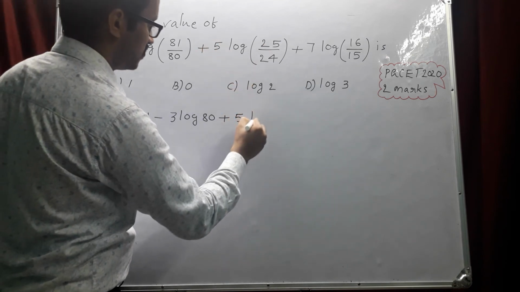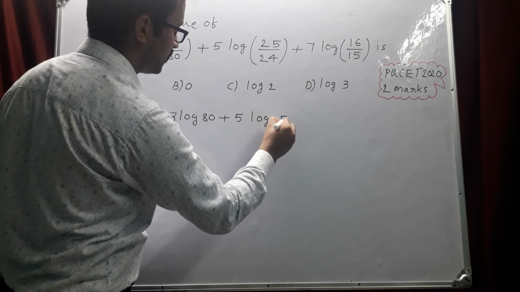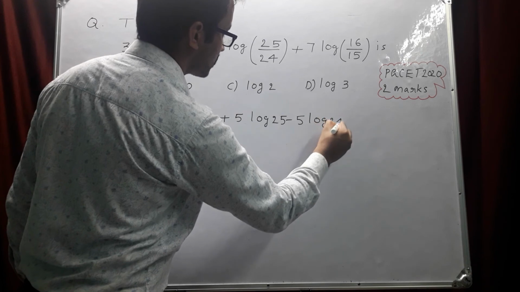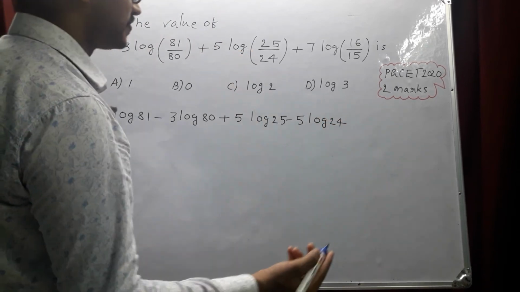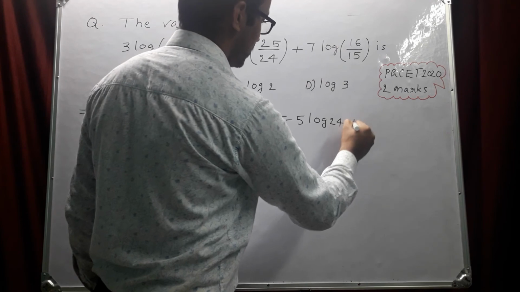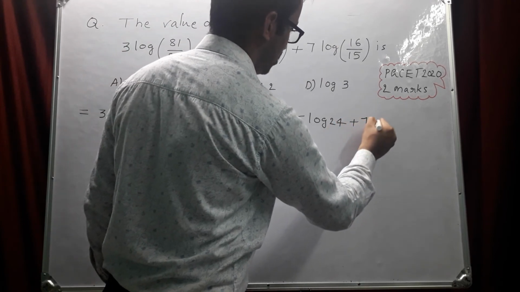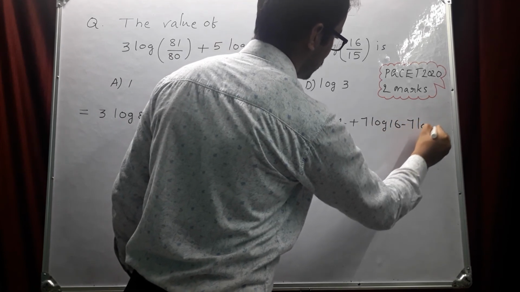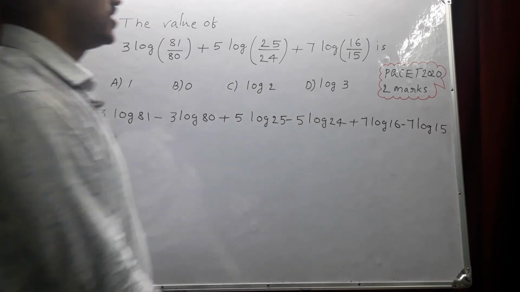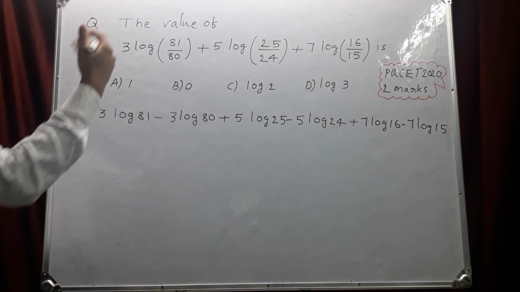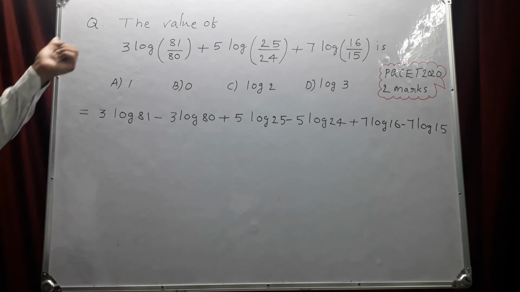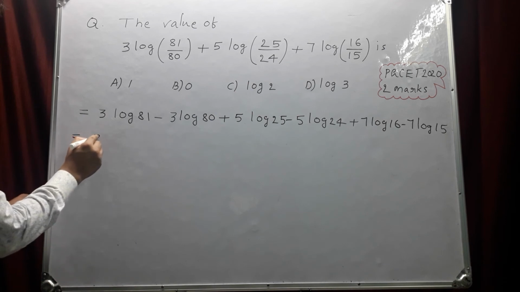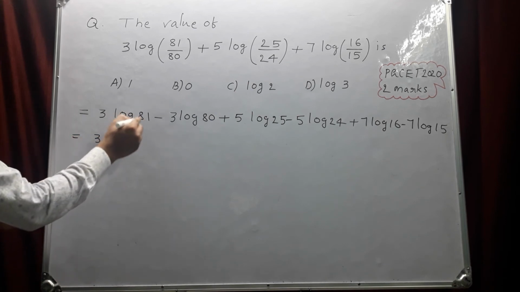Since we have 5, we can write log 25 minus 5 log 24 plus, here again if you use the property, we can write 7 log 16 minus 7 log 15. This is the property we have used. Log a by b can be written as log a minus log b. So that is equals to 3 log 81.